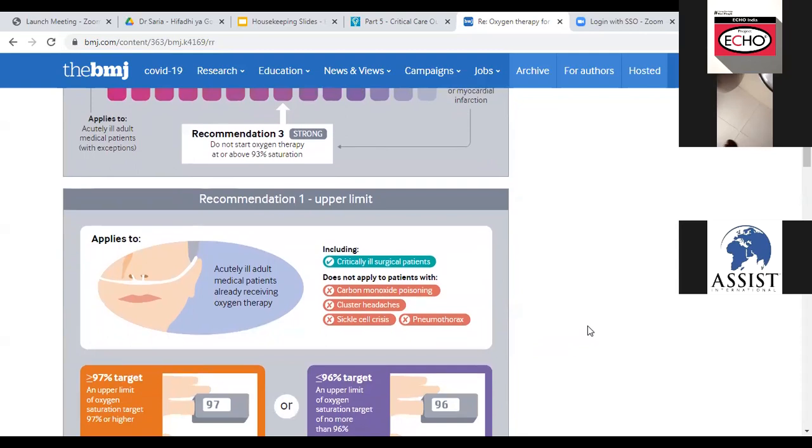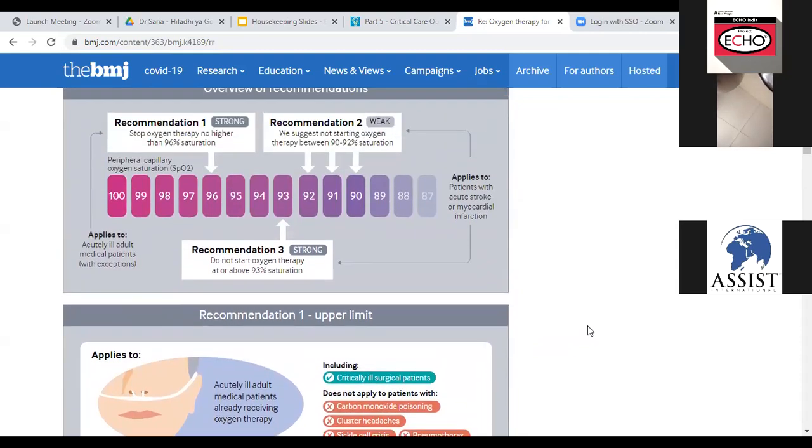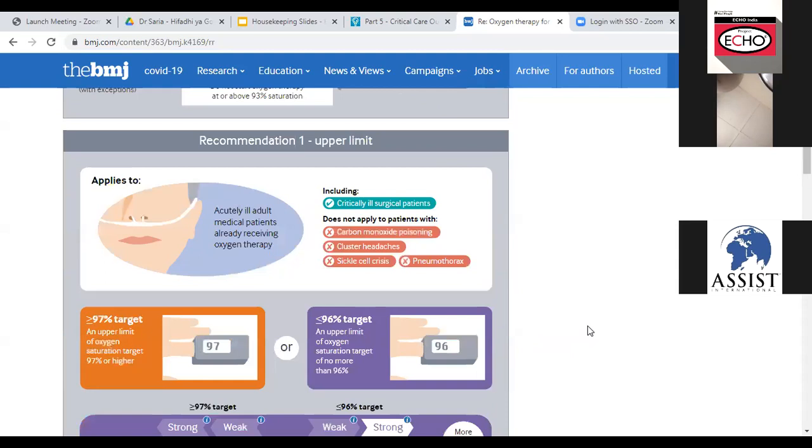Another recommendation, the upper limit, yes. This applies to the acute ill adult medical patients who are already receiving oxygen therapy, like the one we are having. Again, it's the same thing you have been discussing. Their target, we want to be around 96, 97%. So once the target has been reached, you don't need to give more oxygen because that's the target we want.